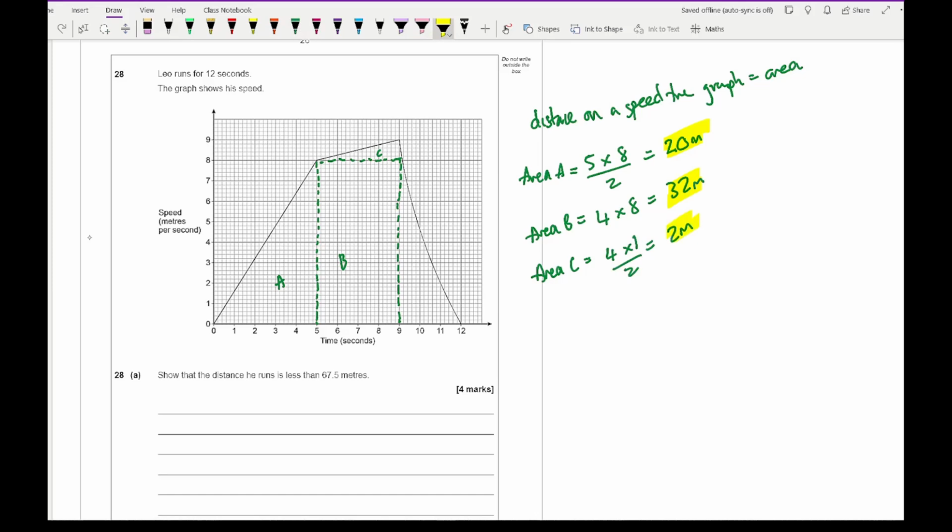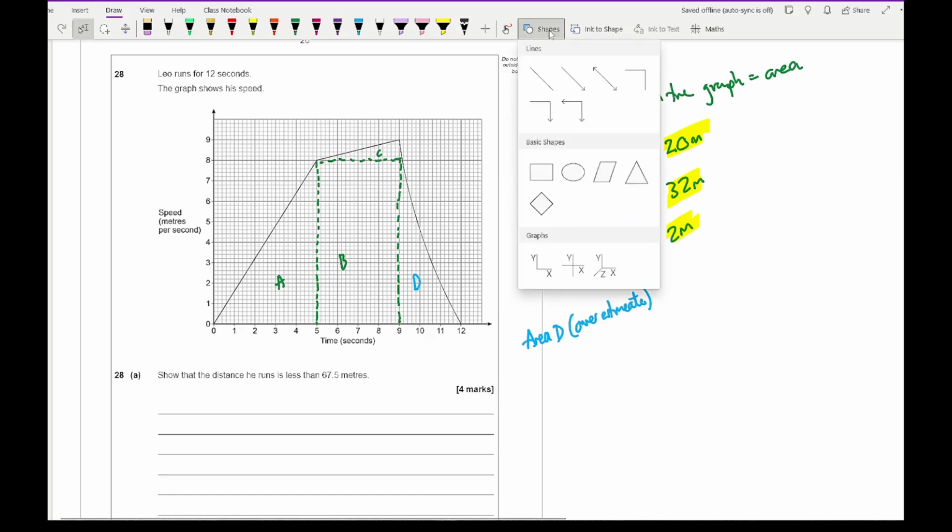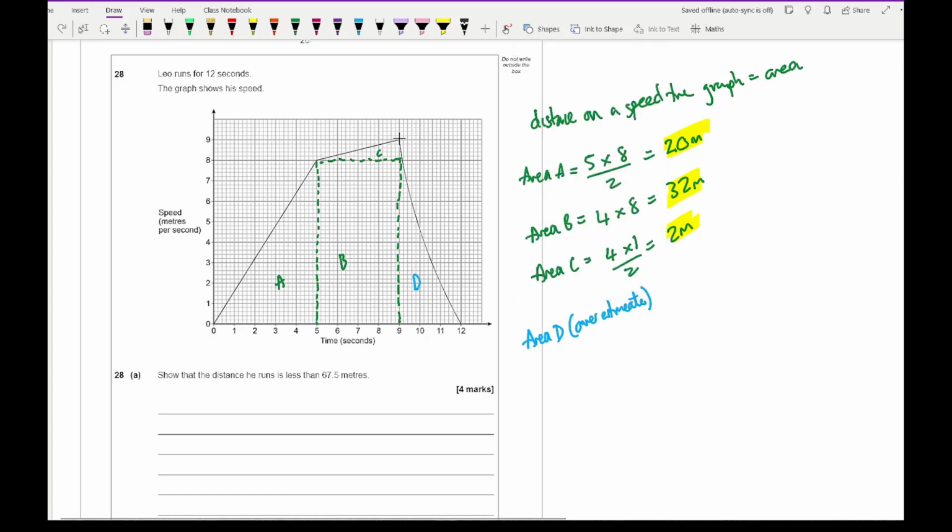Now the problem I've got with the fourth section is that we've got a slant. What I'm going to do is overestimate. So area D is going to be an overestimate. The reason is that rather than trying to work out the exact area, I'm going to assume that it is a triangle. You can see that the area of my triangle is going to be bigger, just slightly bigger, than the actual area under that. So it's going to be an overestimate.